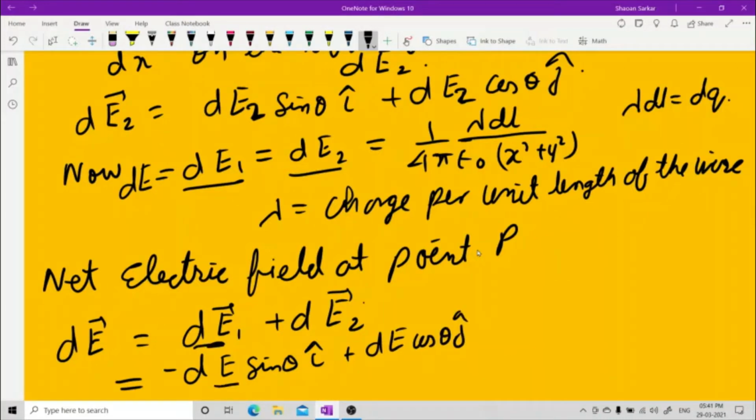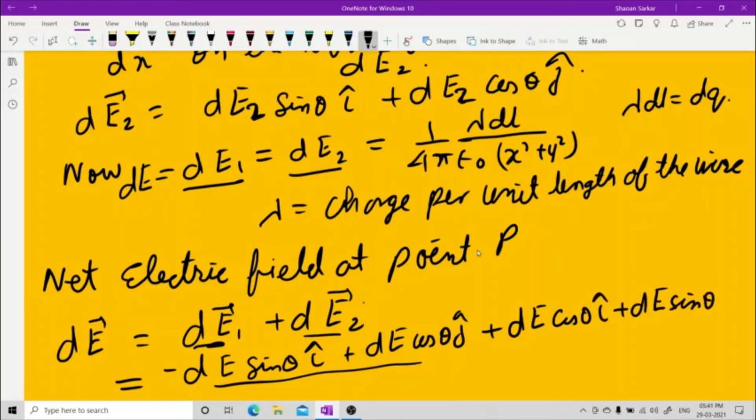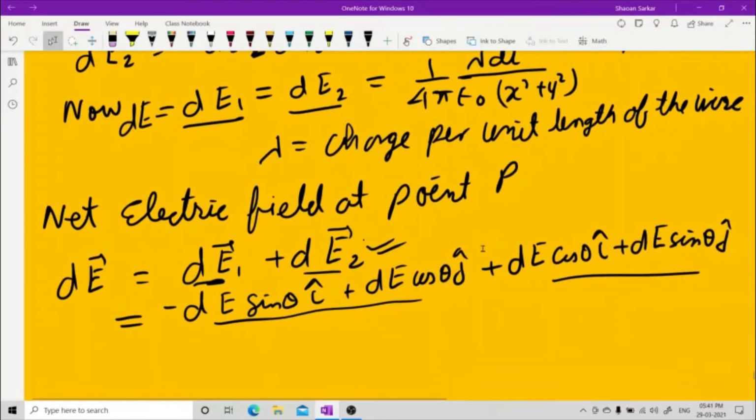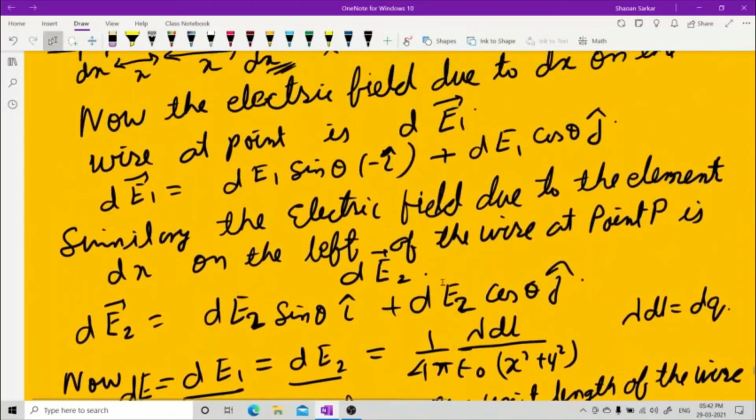This is for this part, and for this part it is dE cos theta i cap plus dE sin theta j cap. Now both the magnitudes are same, so numerically they cancel out. This component cancels out. The sine components cancel out. What you are left with, you can also write it this way.